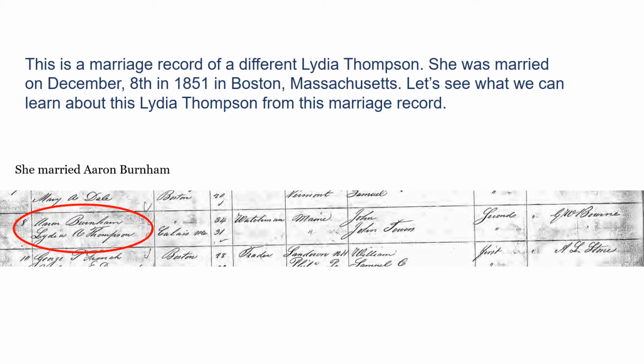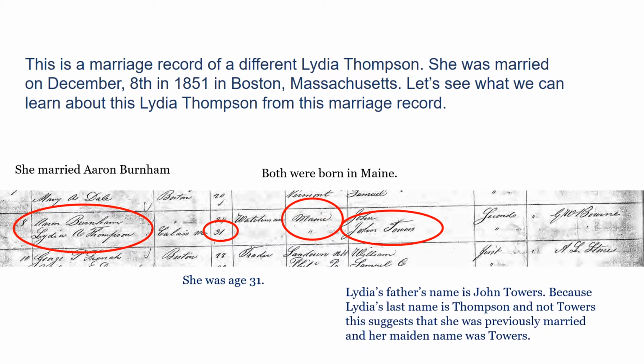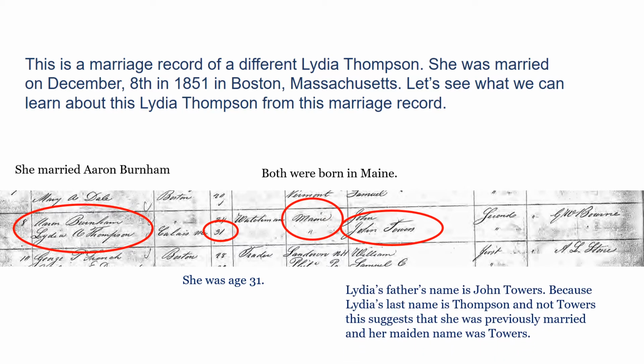She married Aaron Burnham. She is age 31. Both were born in Maine. Lydia's father's name is John Towers. Because Lydia's name is Thompson and not Towers, this suggests she was previously married, and her maiden name was Towers.